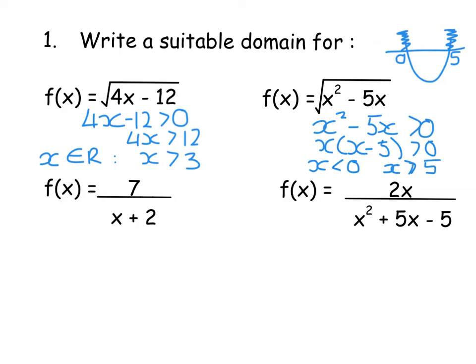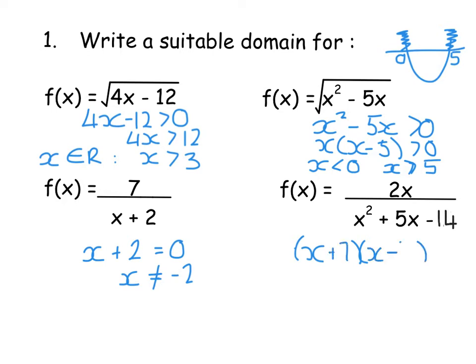The bottom two are fractions, so the bottom line cannot equal 0. So you put x plus 2 equal to 0, x equals -2. That means that x cannot equal the number -2. Similarly with this one, you put the quadratic equal to 0. I'm going to go straight into the two brackets here, but I noticed a wee mistake with the number, so that's why it's just changed to -4. Factorising this gives you (x plus 7)(x minus 2), and if you put that equal to 0, you get x equals -7 and x equals 2. So x cannot be either of those two numbers because they would give you 0 on the bottom. So those are the suitable domains.